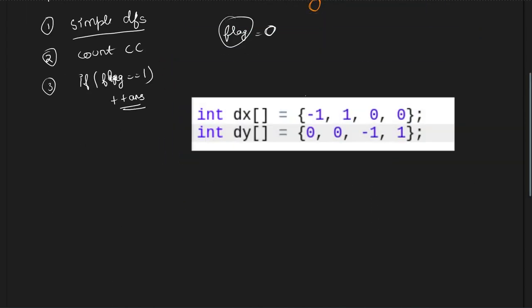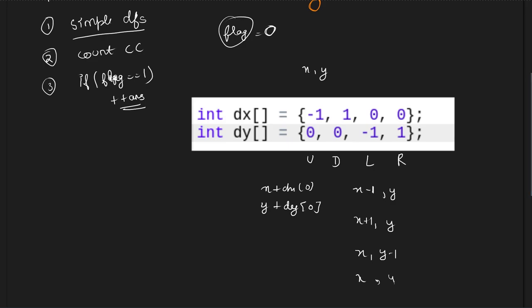Let's say you are at a current index x comma y. If you do x plus dx of 0 and y plus dy of 0, you will move upwards in the grid, because x will become x minus 1 and y will remain as it is. So this is for upwards. Similarly, this is for downwards, because x will become x plus 1 and y will be as it is. This is for left, because x will be as it is and y will become y minus 1. This is for right, because x will be as it is and y will become y plus 1.